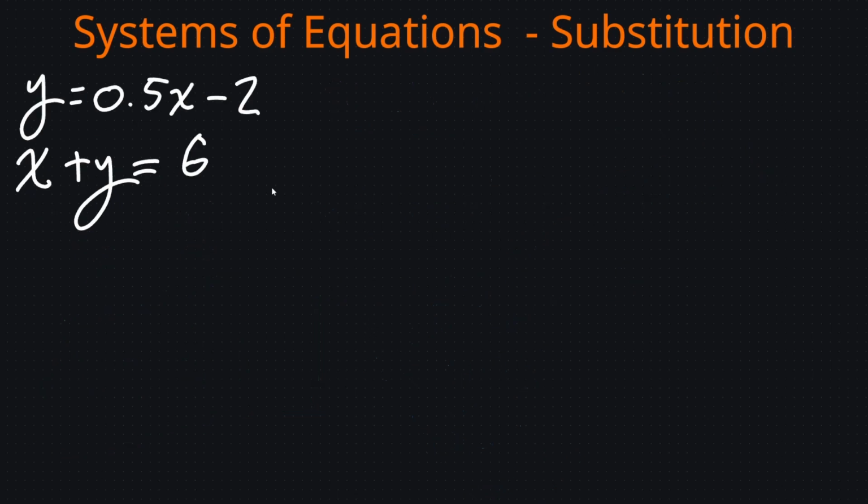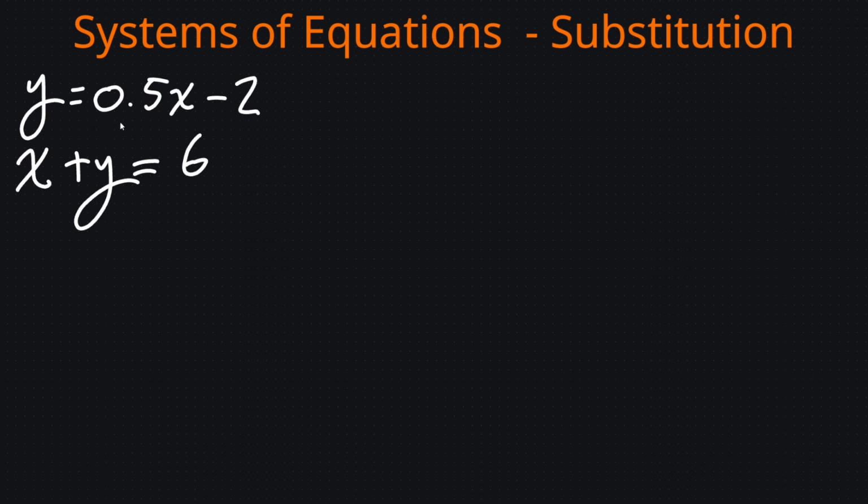Let's try some more. For this problem, we have y equals 0.5x minus 2. And we also have x plus y equaling 6. Now this is nice because y is all on its own, so I can probably easily substitute. It is kind of annoying though, because I do have a 0.5 here. A lot of students don't like decimals. For now, we're just going to ignore that decimal and let it tag along, and we'll see what happens.